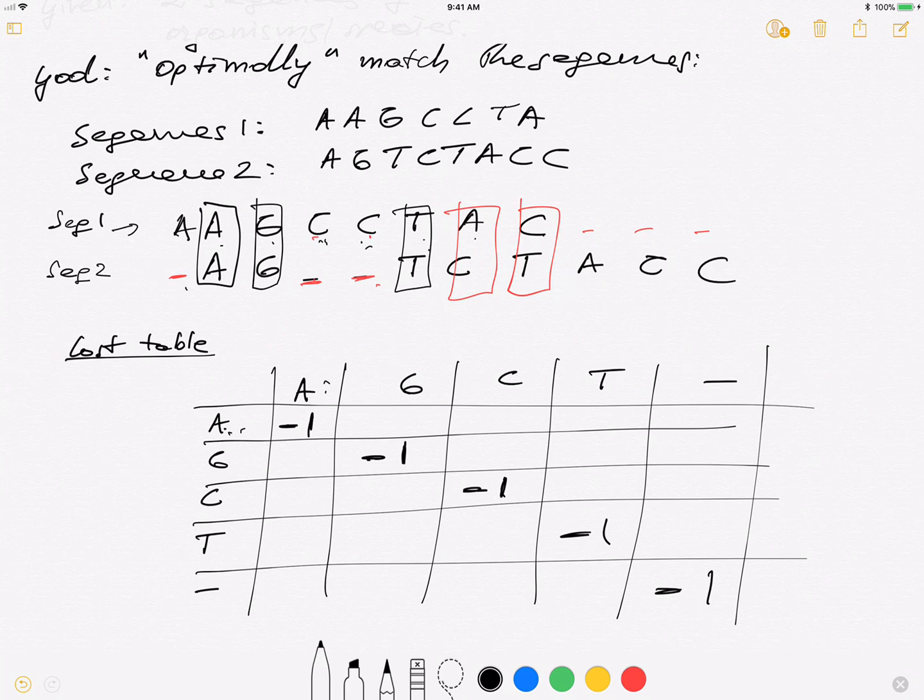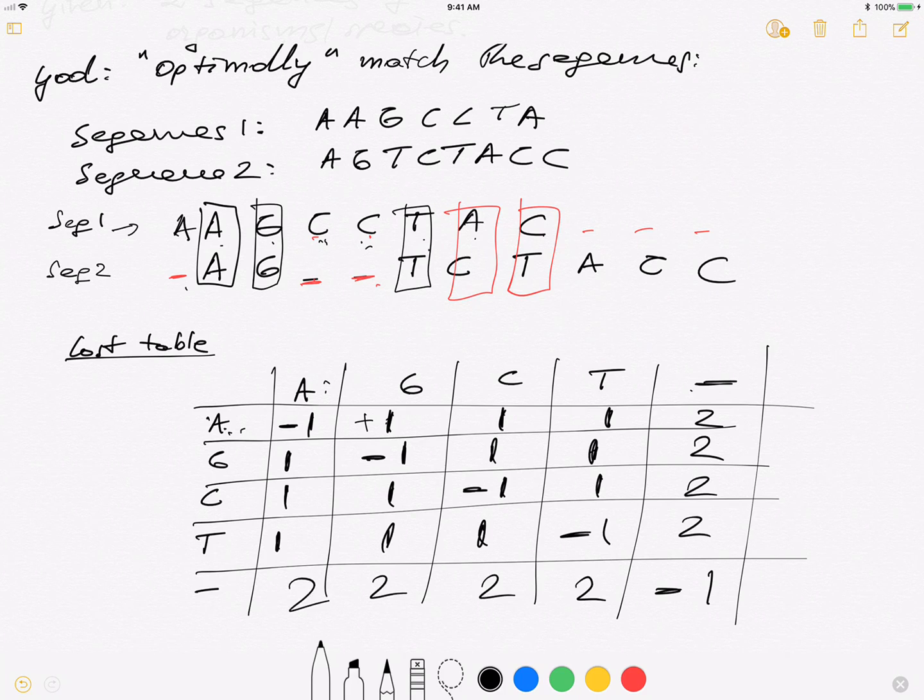If I mismatch the symbols, say A with G, it costs me positively. So whenever two symbols are not matched with each other, the cost is +1, positive cost. And if I have to insert space, the cost would be even larger.